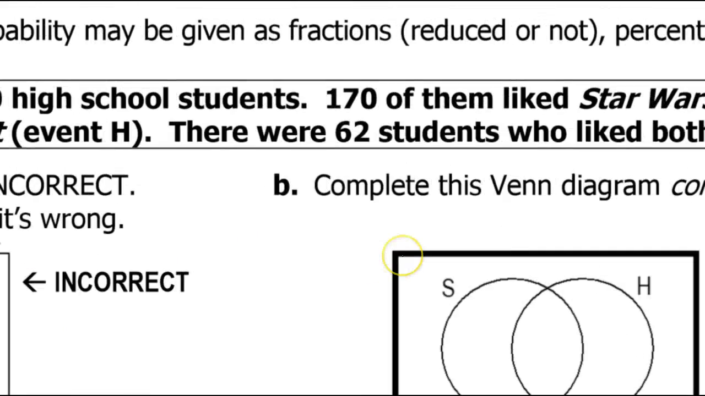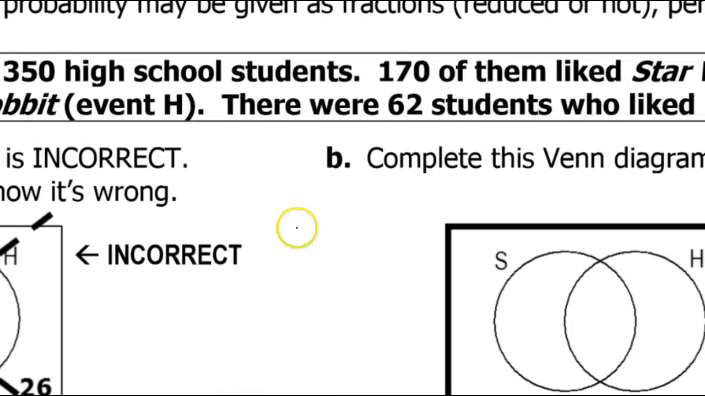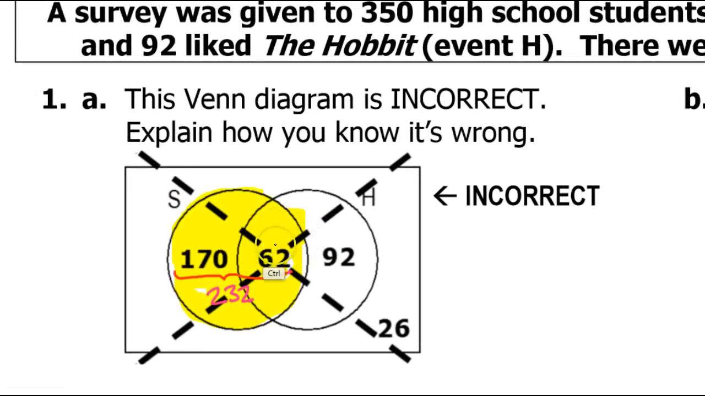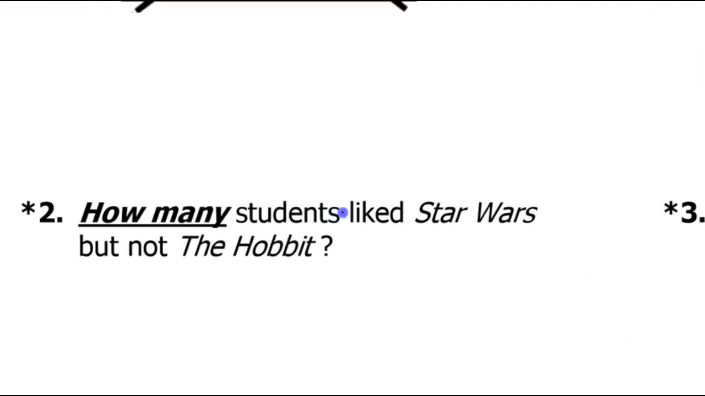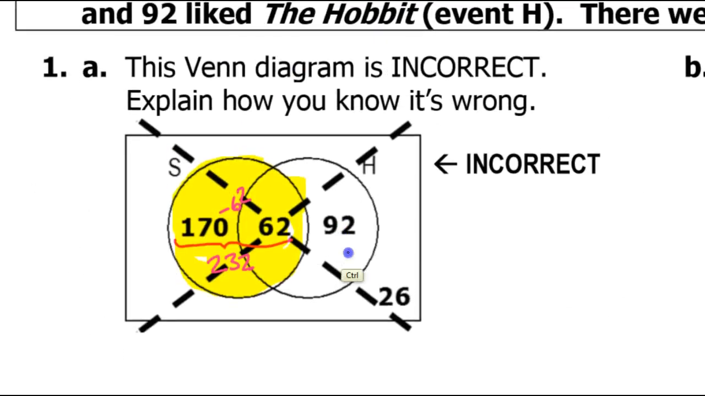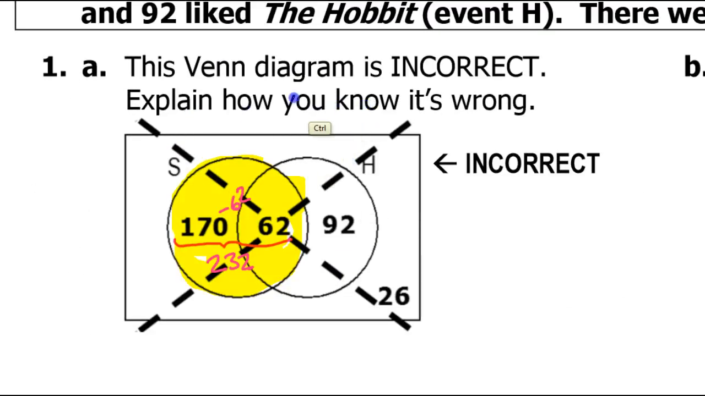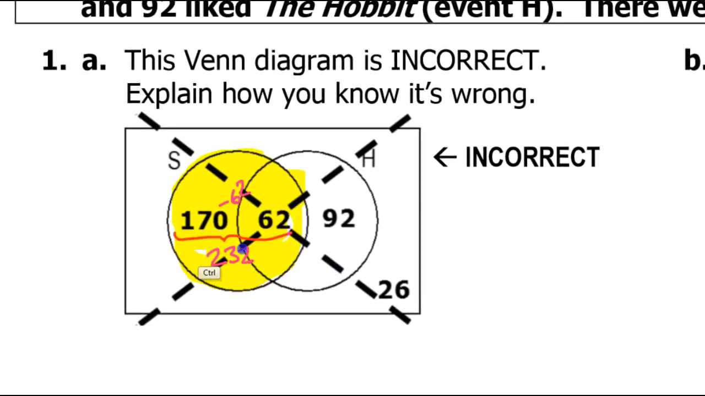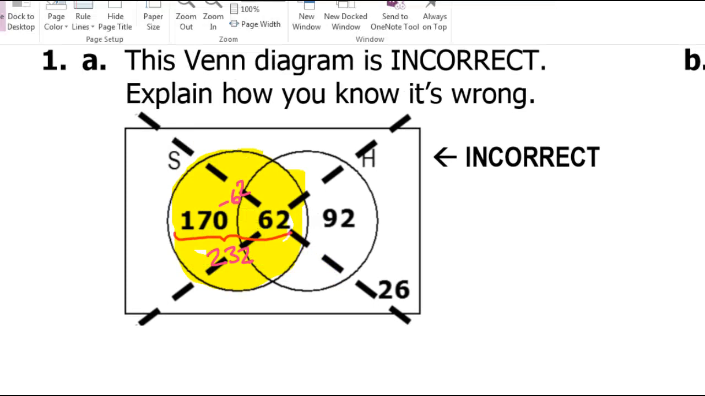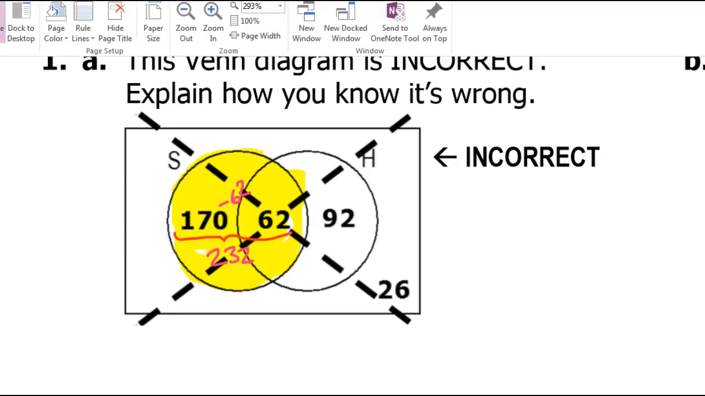It was supposed to be 170. So obviously the mistake is this 62 needed to be subtracted from 170. This would be 170 minus 62. Okay? So are we supposed to explain what they did wrong? Explain how you know it's wrong. So according to this diagram, 232 students like Star Wars.